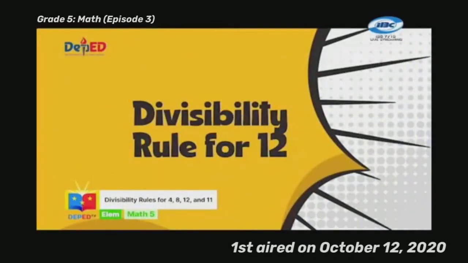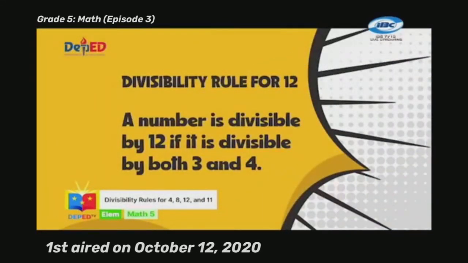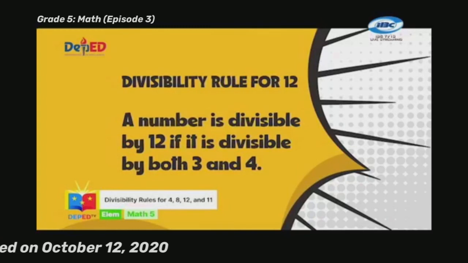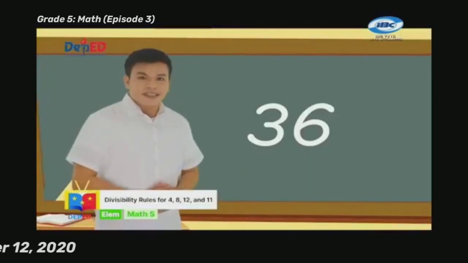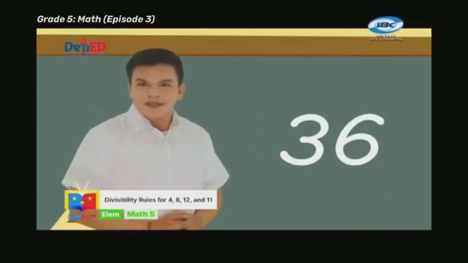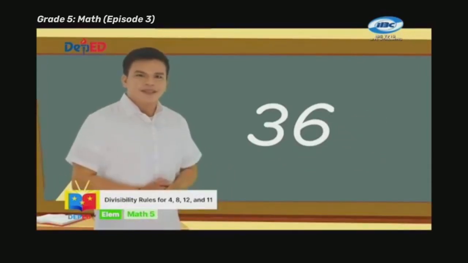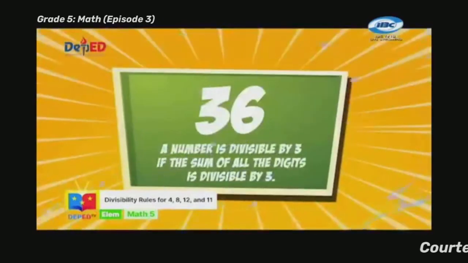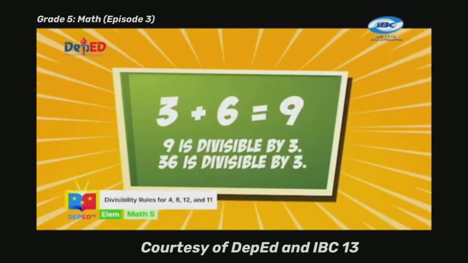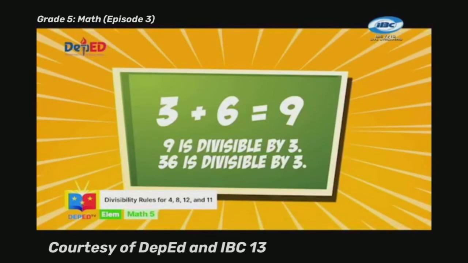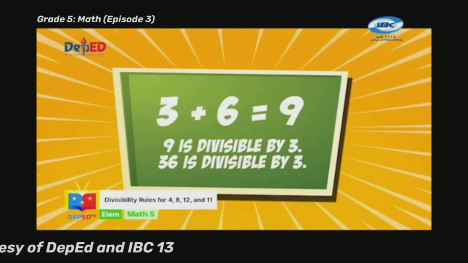Our next divisibility rule is for 12. A number is divisible by 12 if it is divisible by both 3 and 4. For example, 36. Is 36 divisible by 12? Let's check whether the number is divisible by 3 and 4. Let's start with the divisibility rule for 3. A number is divisible by 3 if the sum of all the digits is divisible by 3. In this case, 36. 3 plus 6 is equal to 9, and 9 is divisible by 3. Therefore, 36 is divisible by 3.